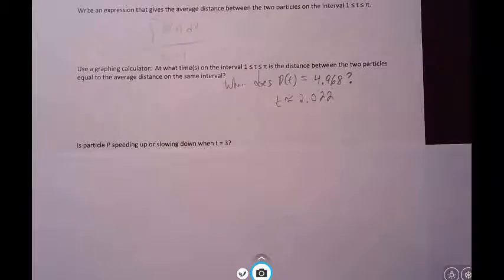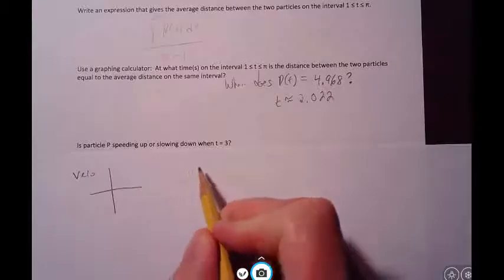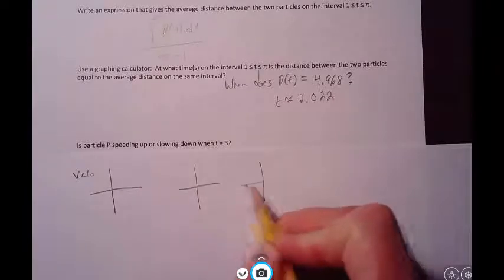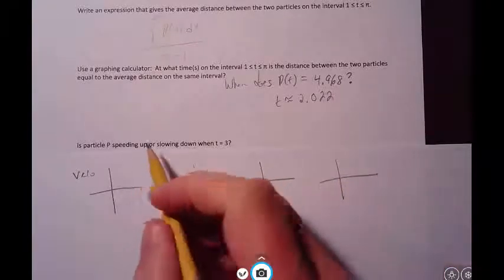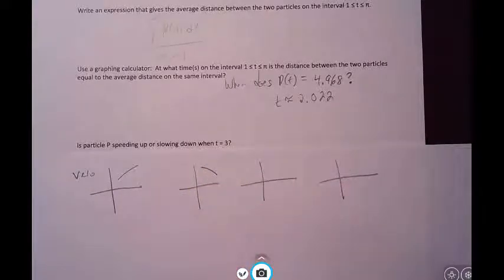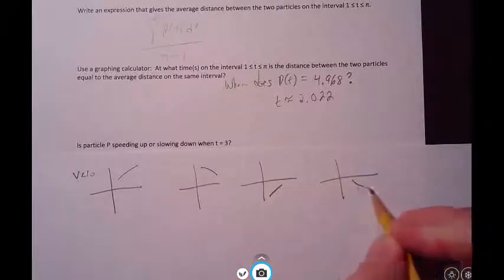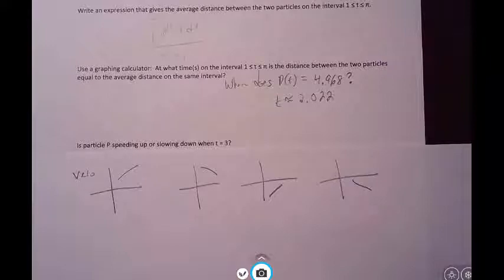Finally, we get to this last question about speed. Speed is related to velocity, but also often confused with velocity. Here's what I'm talking about. Say you've got a velocity curve. You've got one of 4 different things that could happen. You could have a velocity curve that's above the x-axis moving away from it, above the x-axis moving toward it, below the x-axis moving toward it, or below the x-axis moving away from it.